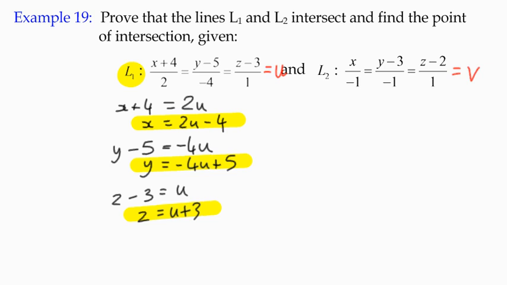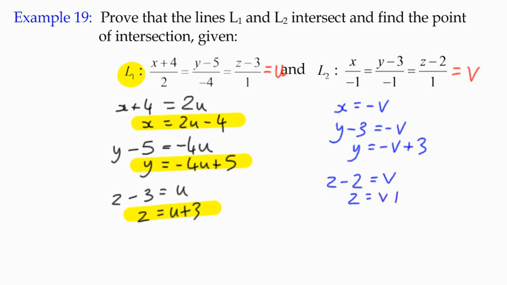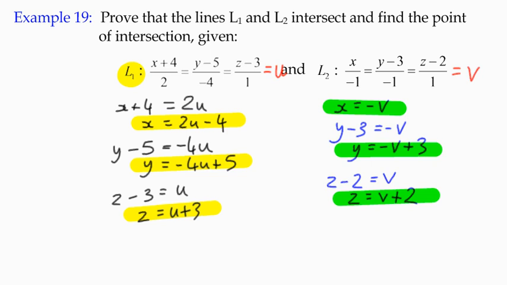And we can do the same for line 2. We can say that x is equal to negative v. So that's it, I've got nothing else to rearrange. I can say that y minus 3 equals negative v, so y is equal to negative v plus 3. And the third one, z minus 2 equals v, so z equals v plus 2. So what I've got here are my 3 parametric equations for line 2.